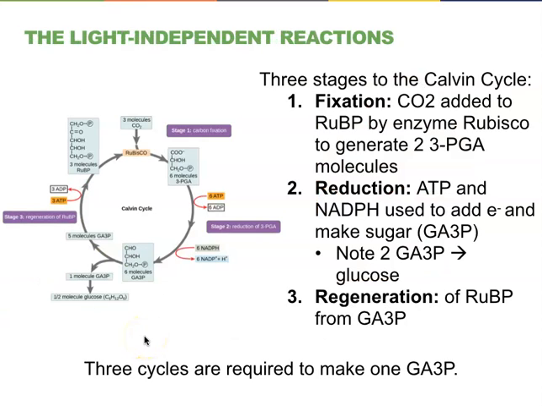What this means is you're going to fix carbon dioxide by the enzyme rubisco to generate 2 3-PGA molecules. In the reduction piece, ATP and NADPH here will add that electron, and now you can actually make glucose. Yay! And the regeneration continues as you move around. Three cycles are required to make one G3P molecule, so 3 cycles, 1, 2, 3, for this to come to fruition.